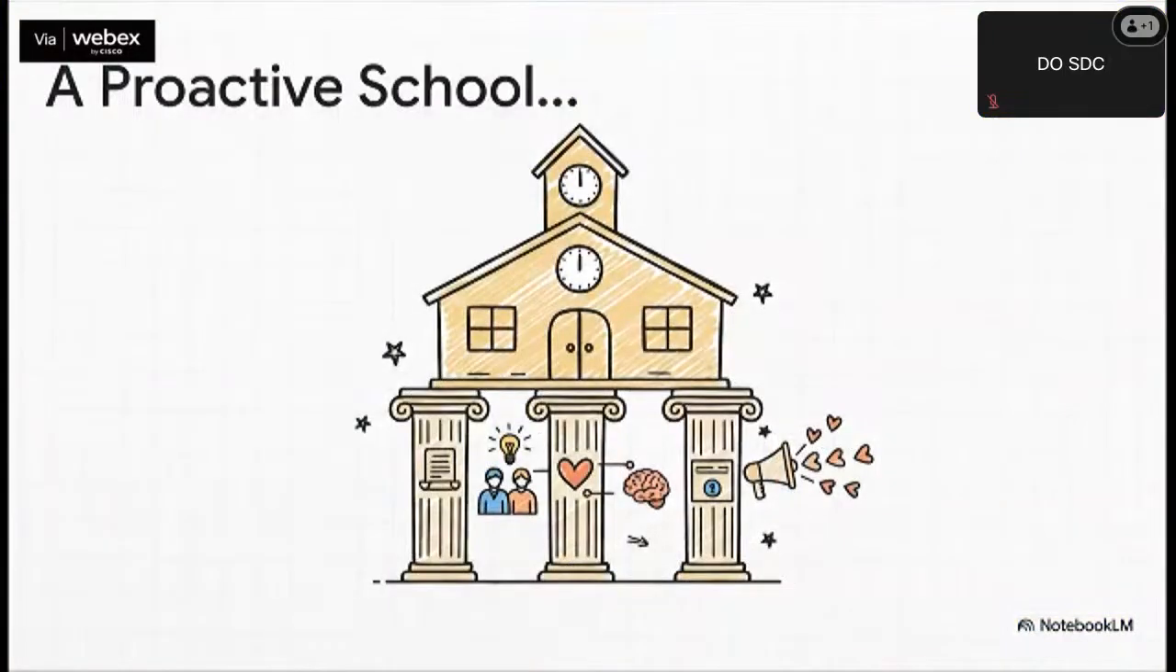So, what does one of these proactive, safe schools actually look like? Well, it's got a clear anti-bullying policy that everybody knows about. It invests in training its staff. It actually teaches kids skills like empathy and how to resolve conflicts. And it creates safe, anonymous ways for students to report problems without being scared. These aren't just fuzzy ideas, they're concrete actions that build a real culture of respect.